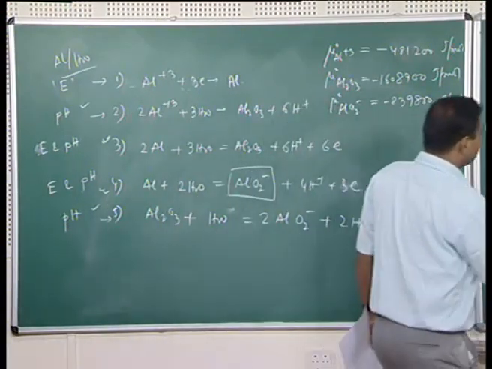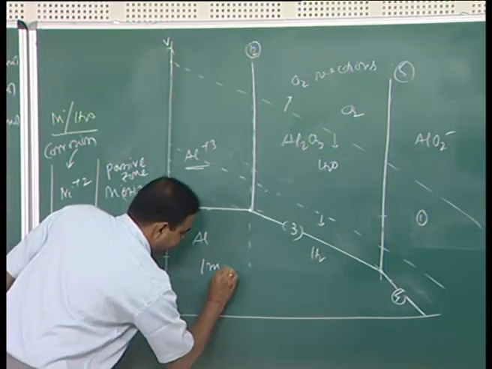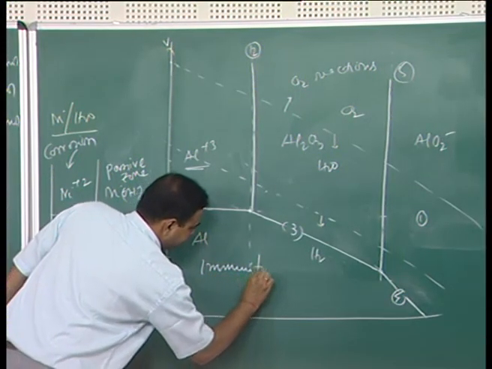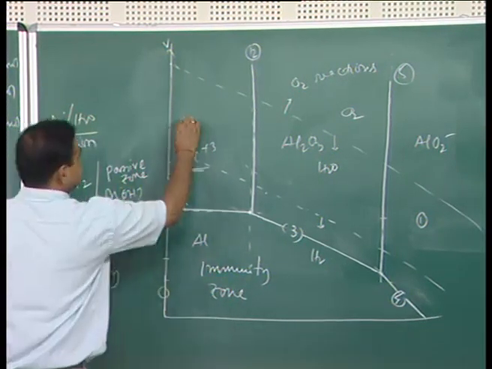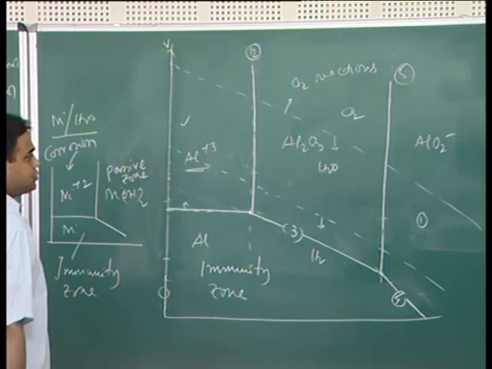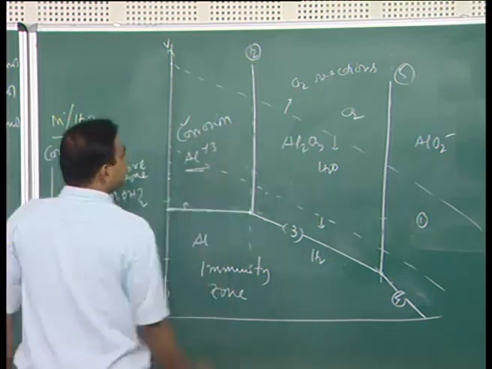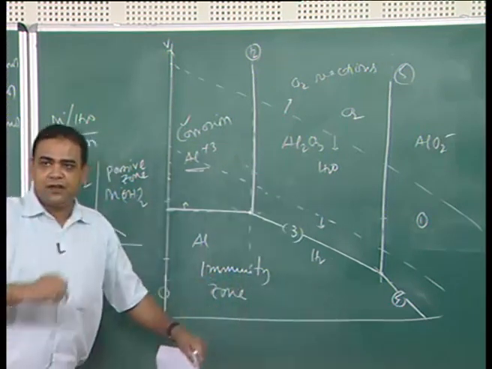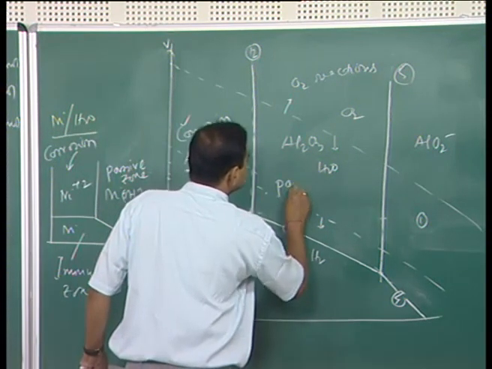But here you see, in a similar way, this is the immunity zone, and this is the corrosion zone because we have ion formation. Now, Al2O3 forms a layer on the surface of aluminum and passivates the metal. So, this would be a passive zone.